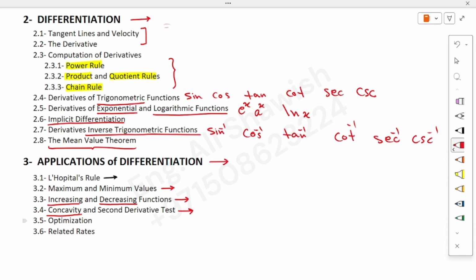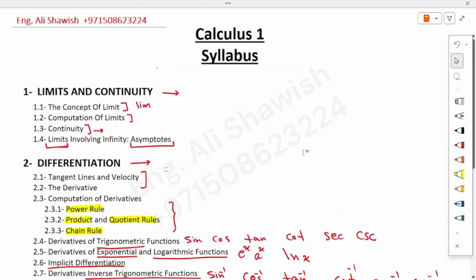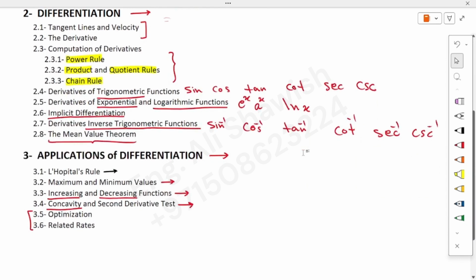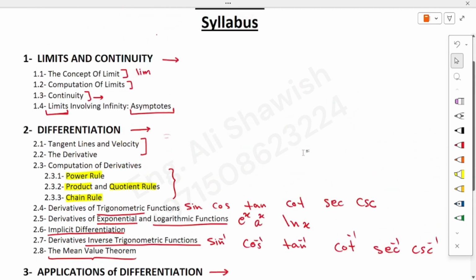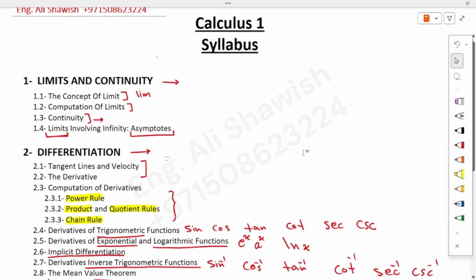The last two lessons, optimization and related rates, are real life examples that can be solved using differentiation. We will see them later, inshallah. So these are the contents of the Calculus 1 course. For some universities, they include the integration in this course, but many other universities study the integration in the Calculus 2 course. So these are the three main units for Calculus 1.